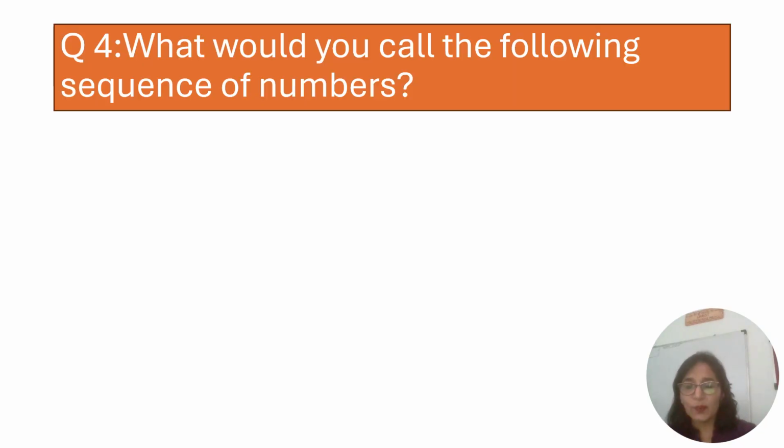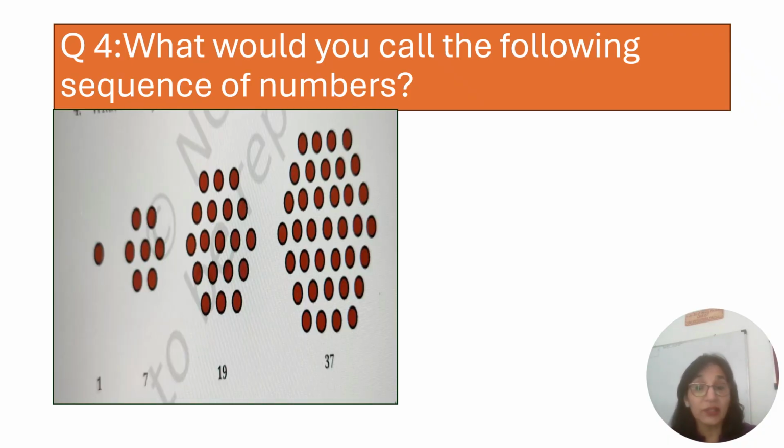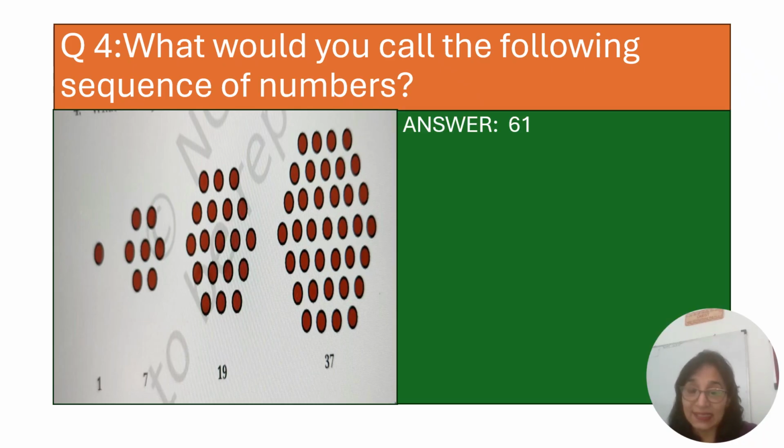So now the next question is, what would you call the following sequence of numbers? Now here if you see, the number is 1, then you have 7, then you have 19, then you have 37. So what will be the next answer? That is 61. Now, how did you get the 61?